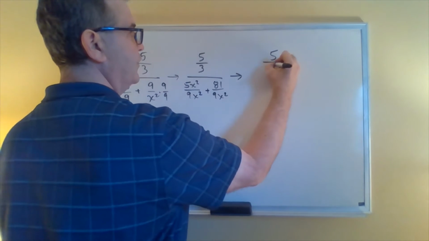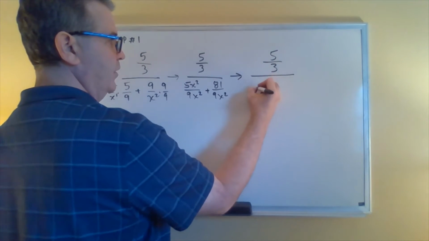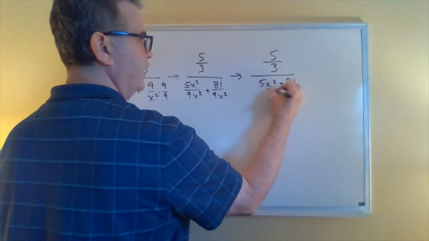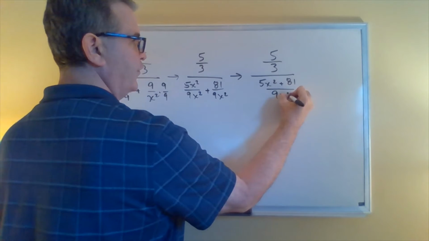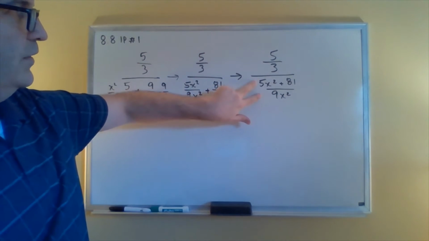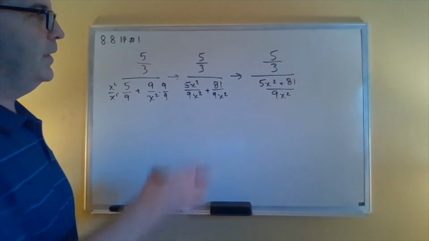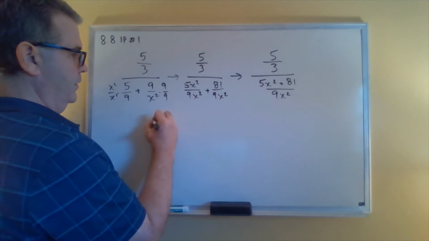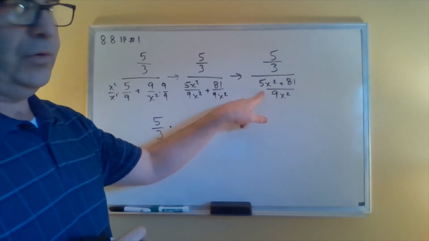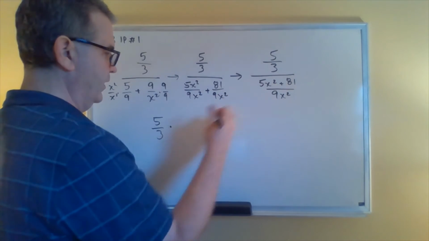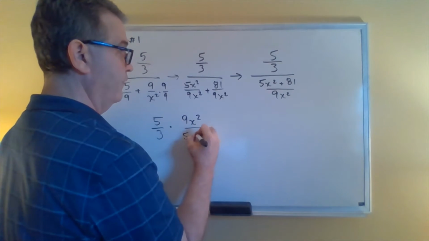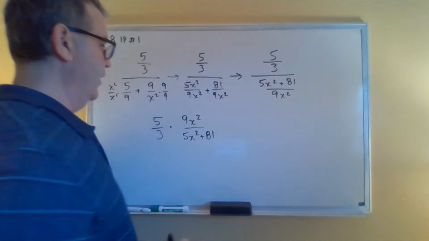So I'll have 5/3 on the top. My bottom numerator is going to be 5x squared plus 81, over 9x squared. So now I have a single fraction in the numerator and a single fraction in the denominator. At this point, I write the numerator, 5/3, and multiply it by the reciprocal of my denominator. So I'm going to flip my denominator, and I'll have 9x squared over 5x squared plus 81.